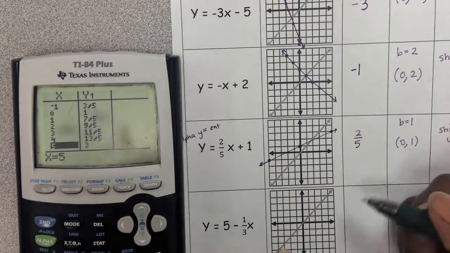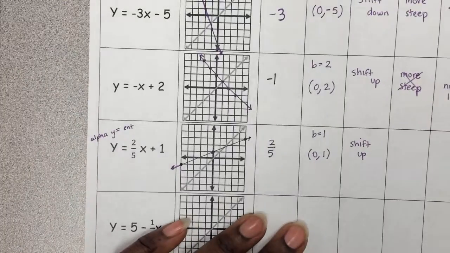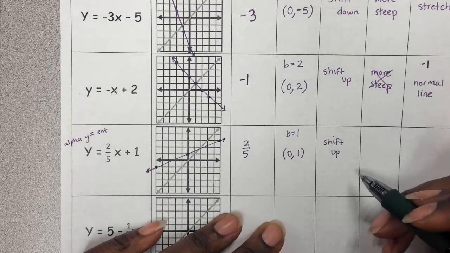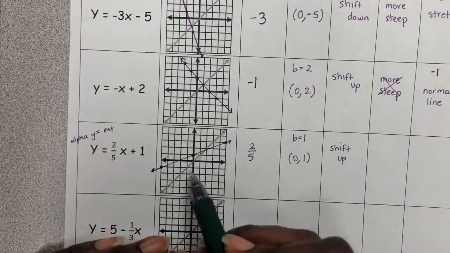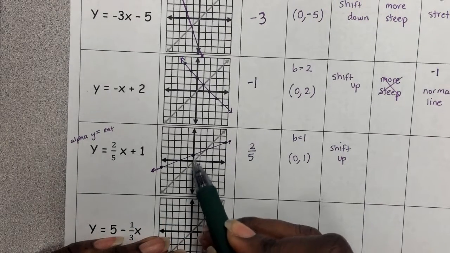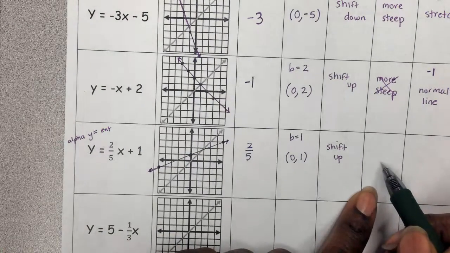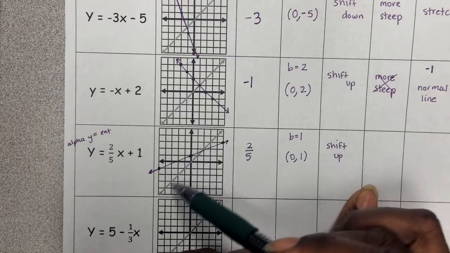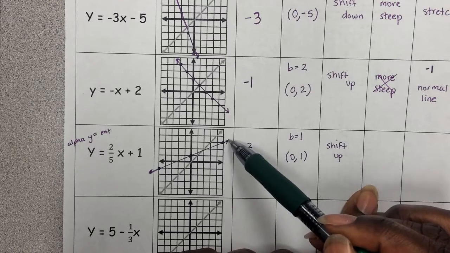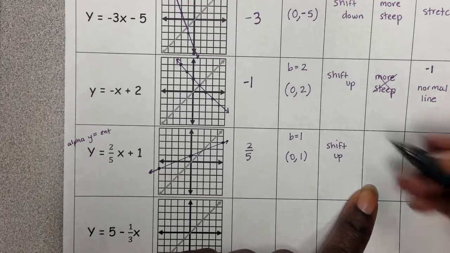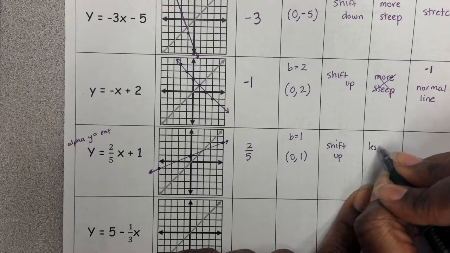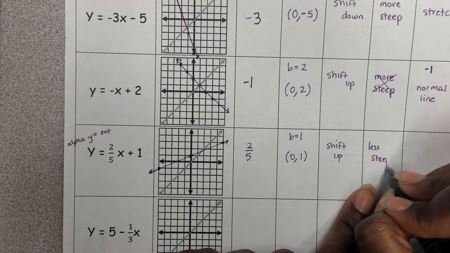See? Okay. So, shift up, we already saw that this line was at the 0, 0. Now it's up here at the 0, 1. Now, more or less steep. This is our original line. Notice the new line is decreased. So it's definitely going to be less steep.